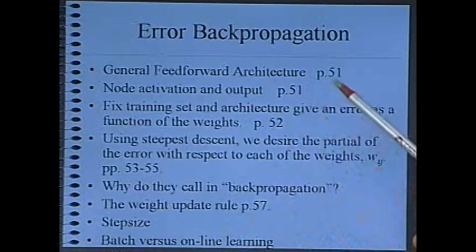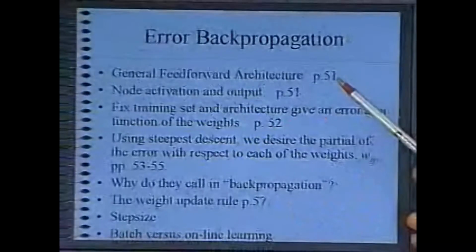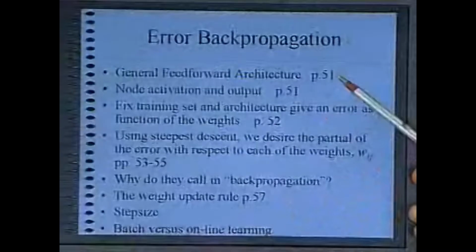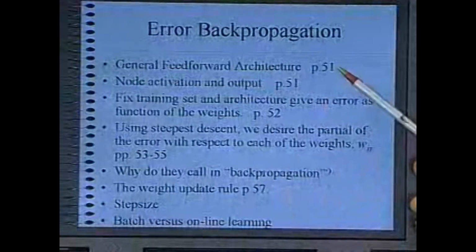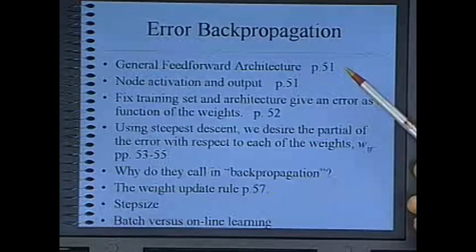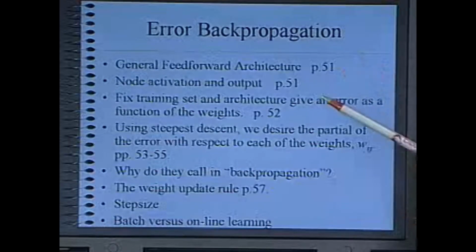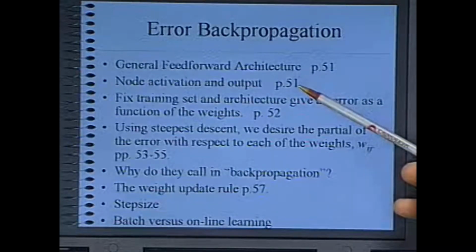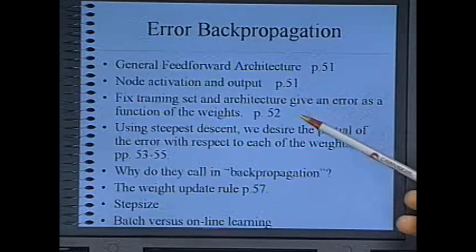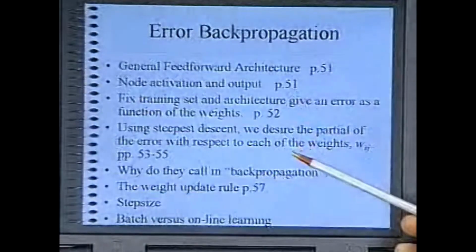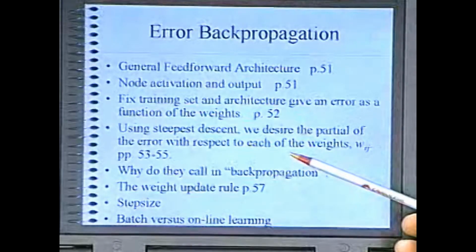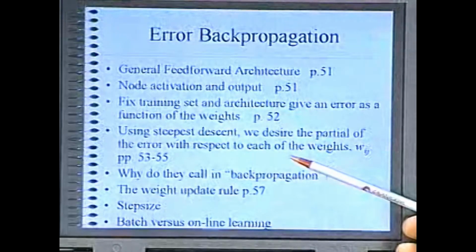We looked at the general feed-forward architecture. This was the one that was proposed in the book, where the nodes, a node, by the way, is either an input or a neuron. The nodes are numbered sequentially. And then we looked at the node activation and output. And then using steepest descent, we desired to generate the partial of the error with respect to each of the weights.